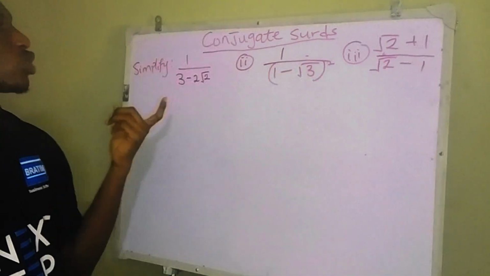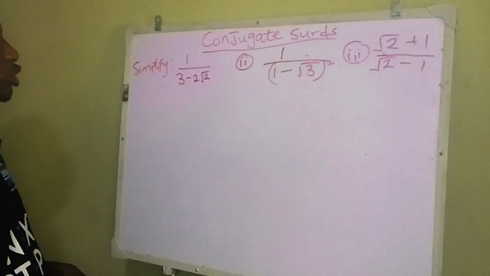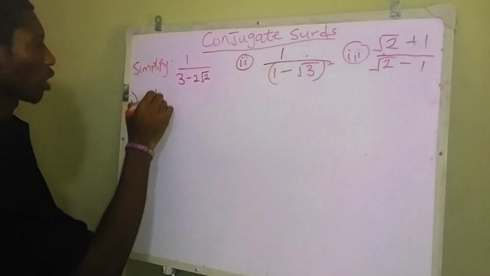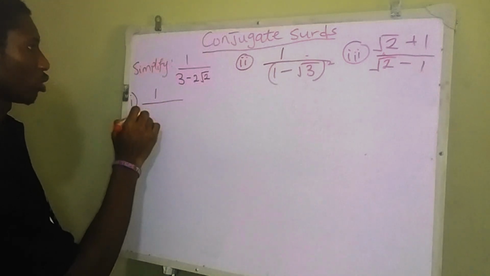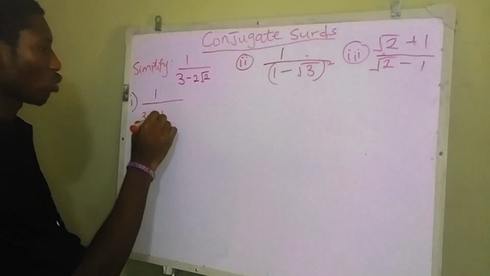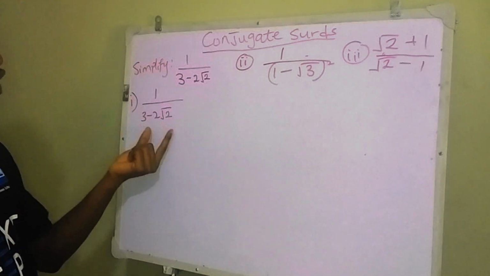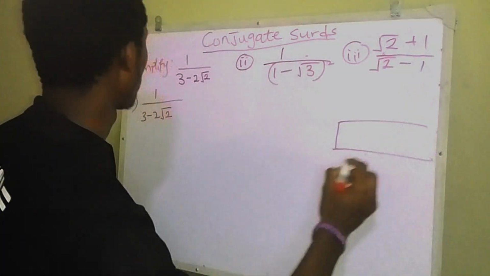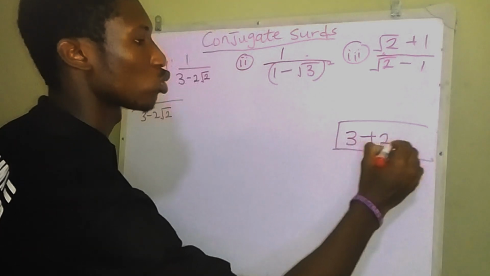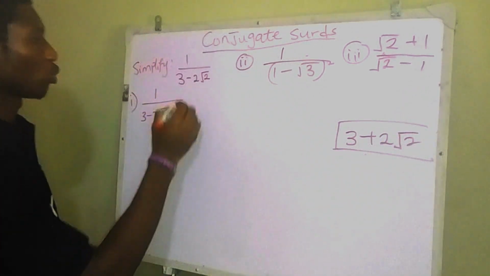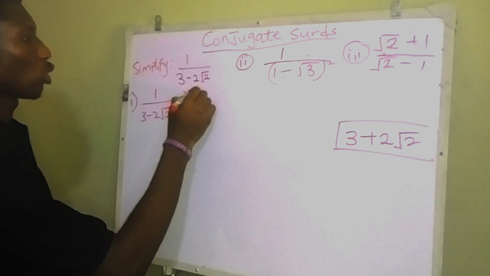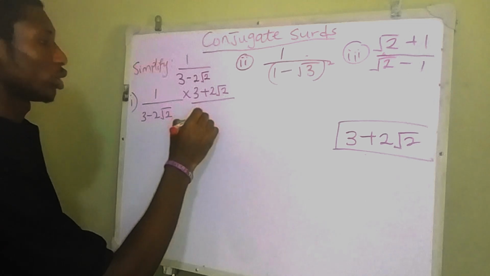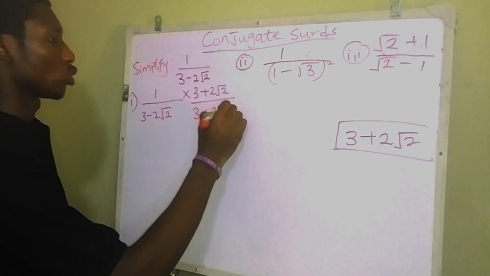So we're asked to simplify all these questions. Let's start with the first one. Without wasting much time, let's do this. We have 1 all over 3 minus 2 square root of 2. Now, what will be the conjugate of this? I'll write it here. The conjugate of this will be 3 plus 2 square root of 2. So I'm going to multiply the numerator and the denominator by it: 3 plus 2 square root of 2 all over 3 plus 2 square root of 2.